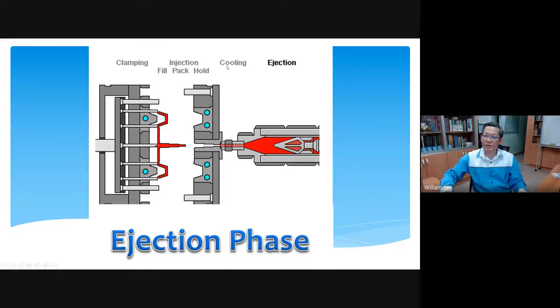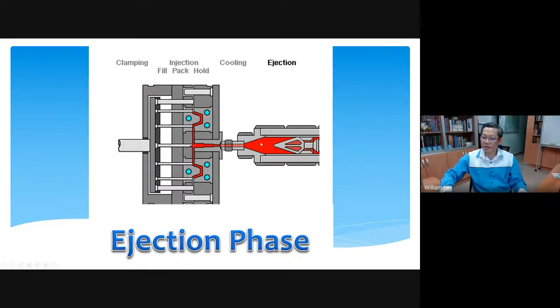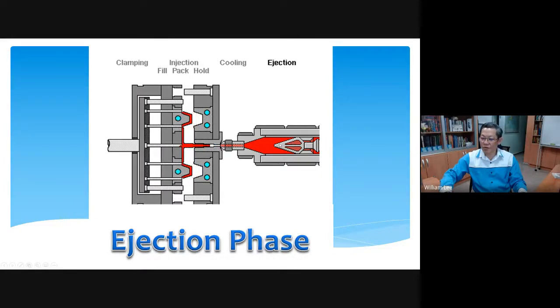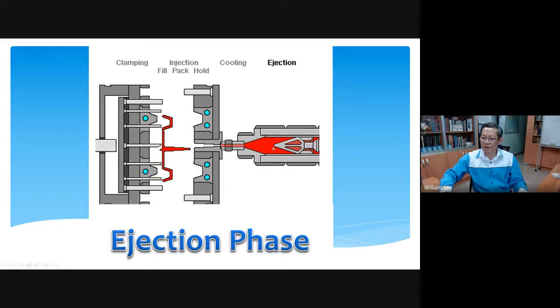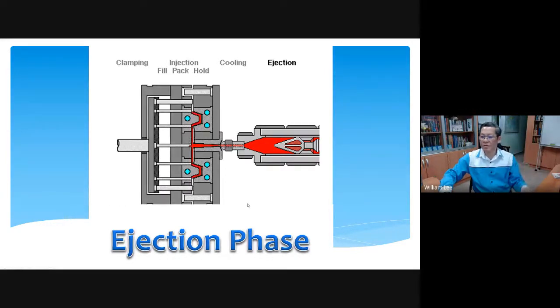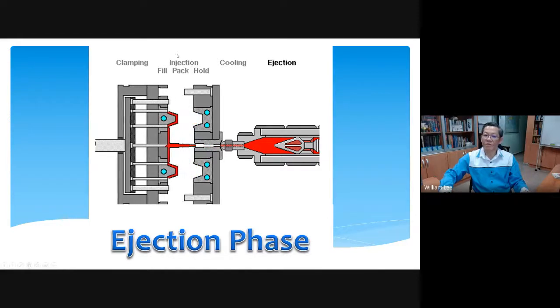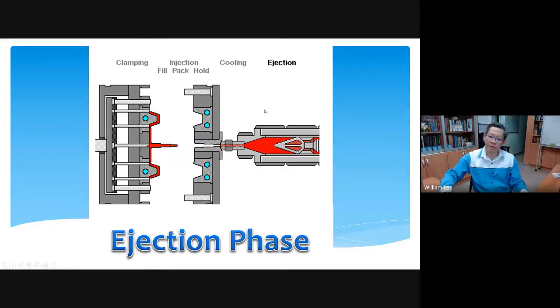So you notice the cooling just now. At the end of the cooling, we come to this ejection. And here you can see that the screw has been retracted back. Now it builds up the next shot and is ready for the next cycle to happen. So the process will keep on repeating and repeating again. And after these 4 phases, you complete 1 molding cycle.